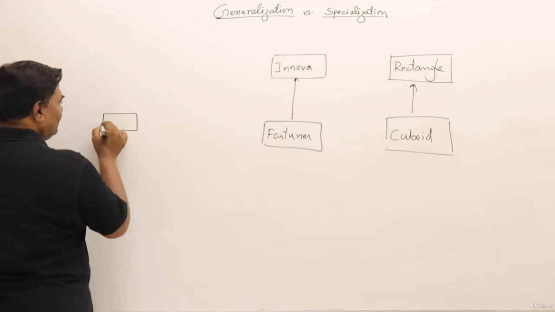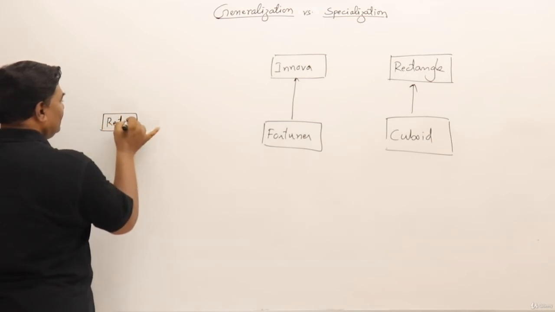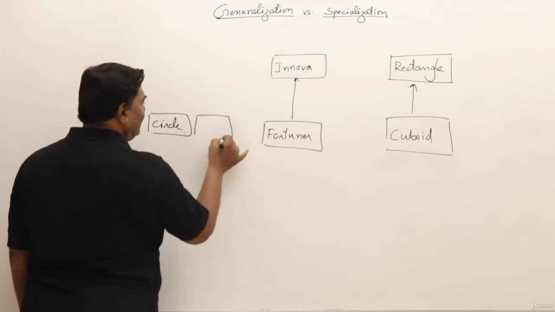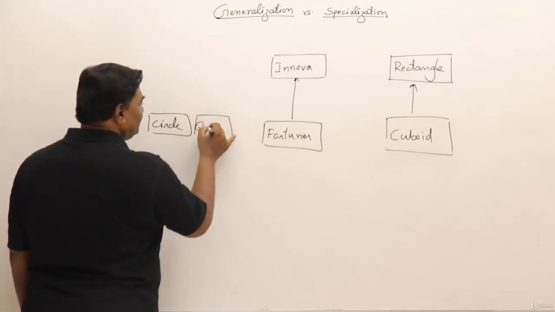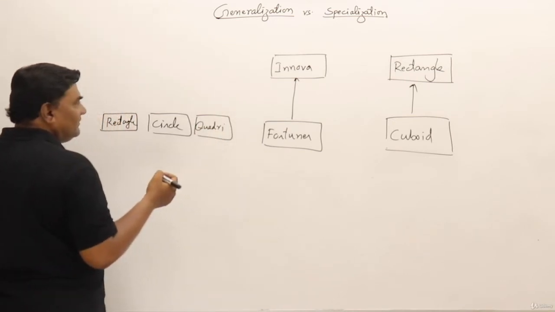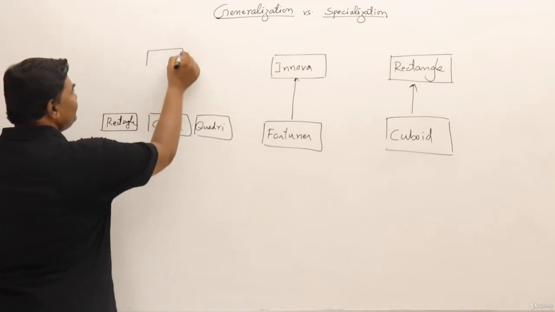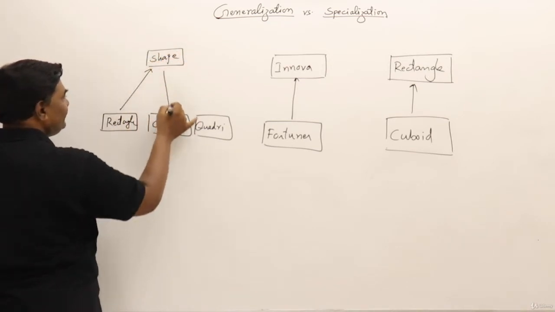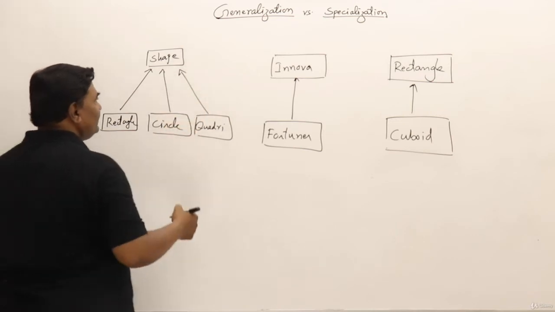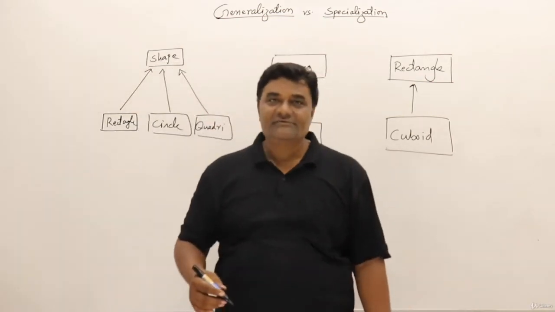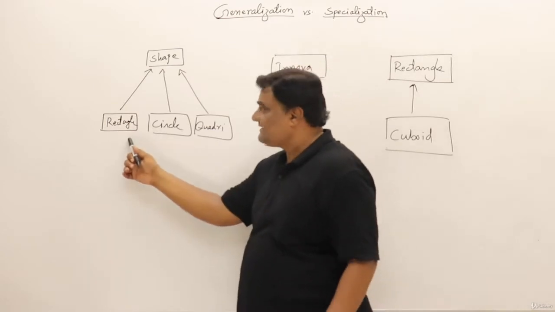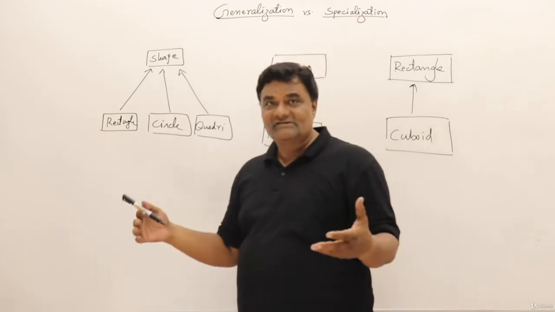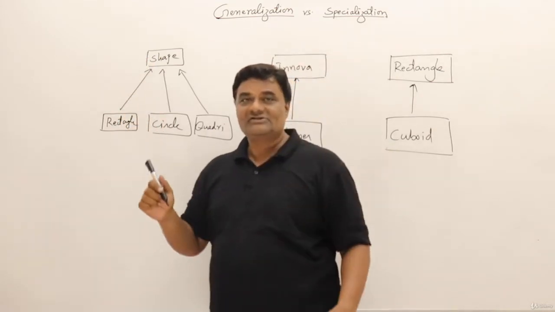Now let us take another example. I have a rectangle, I have a circle, I have a quadrilateral. Then for all these I am defining one class called shape. This is inheriting from this one, this is inheriting from this one, this is inheriting from this one. Now what is this? Which was existing first? This rectangle really exists, circle really exists, quadrilateral really exists, and these all I am calling them as shape.